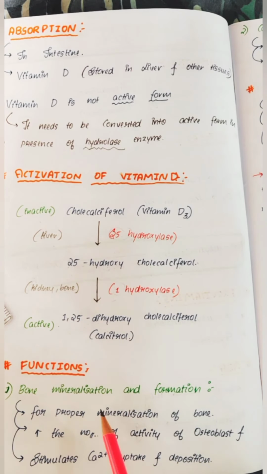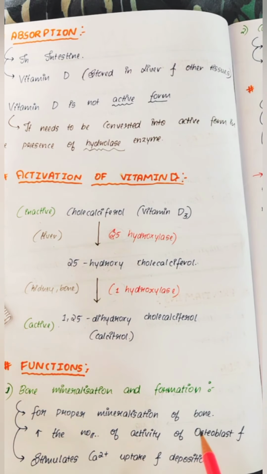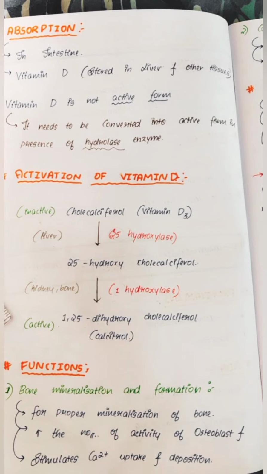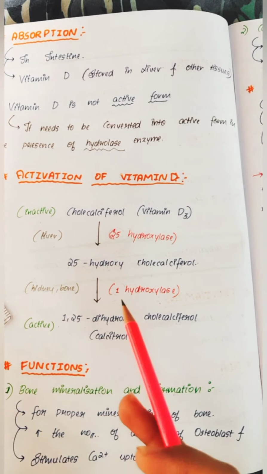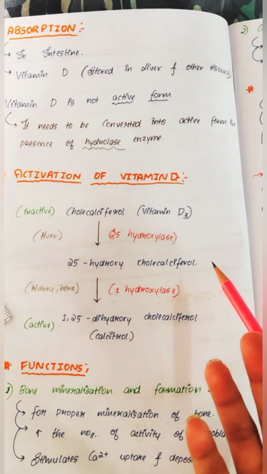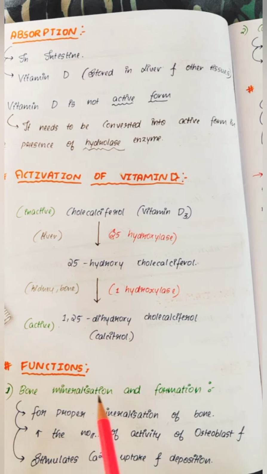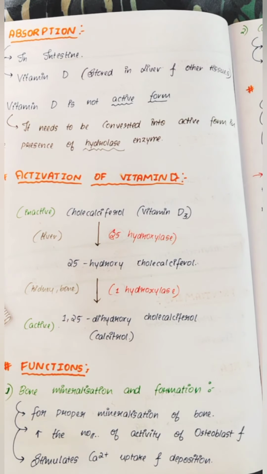It helps in the mineralization of the bone, and increases the number and activity of osteoblasts and osteoclasts. It also stimulates calcium uptake. So gradually, when there is an increase in calcium uptake, there will be more vitamin D3. So the first function is bone mineralization and bone formation.